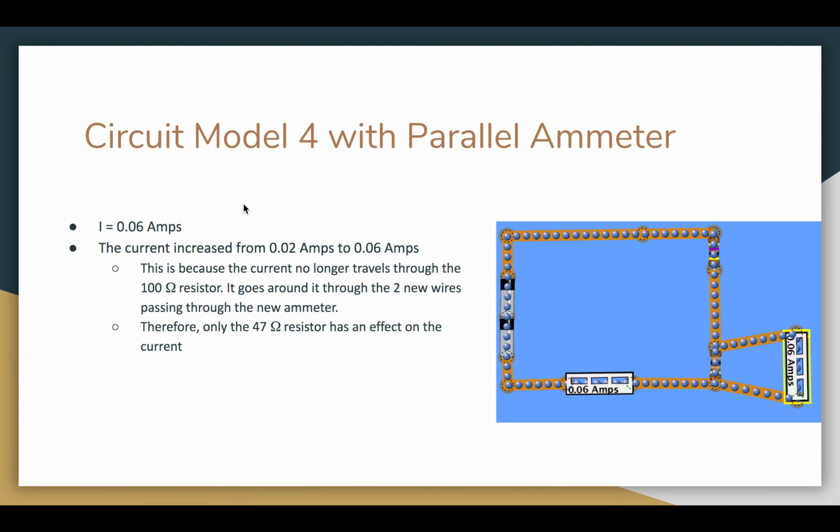So for circuit model 4 with the parallel ammeter, the current that I got for this was 0.06 amps. So the current increased from 0.02 amps to 0.06 amps. And this is because the current no longer travels through the 100 ohm resistor. Instead, it goes around using the 2 new wires, these two, and passes through this new ammeter. Therefore, only the 47 ohm resistor has an effect on the current.